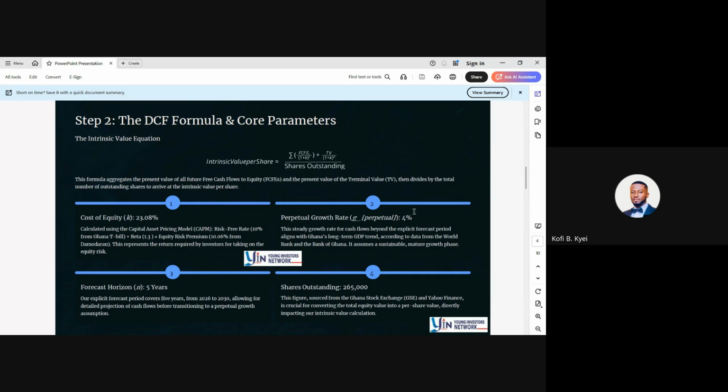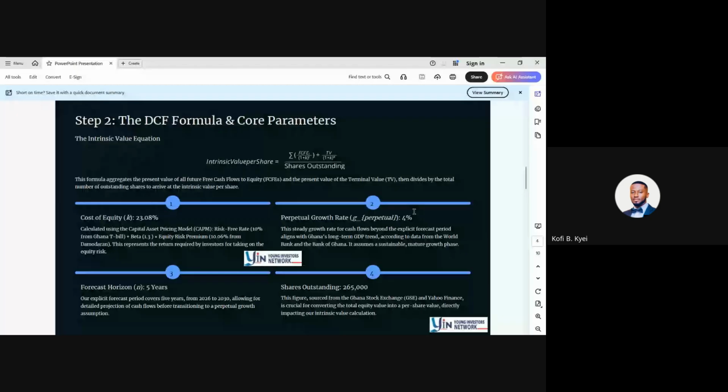Thank you very much. Now we come to the perpetual growth rate. This is a steady growth rate for cash flows beyond the explicit forecast period. So in this presentation, we are going to forecast into 2030. So what about 2030 and beyond? That is when the perpetual growth rate comes into being. And that one we peg to the GDP growth rate, and you can get it from the Bank of Ghana or the Ministry of Finance. The forecast horizon is 5 years, 2026 to 2030.